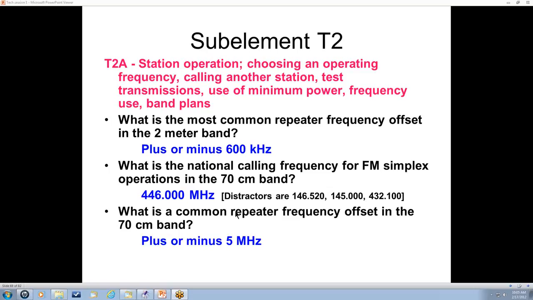What's the national calling frequency for FM simplex operations in the 70 centimeter band? I've put the distractors over here for you. This is the correct answer, 446.000. These two frequencies are in the 2-meter band, so they are not in the 70 centimeter band. This one is in the 70 centimeter band, but it's down at the bottom end where we don't do FM. So that makes this one.